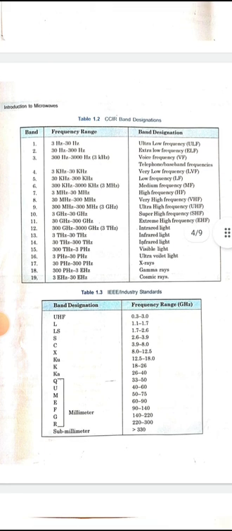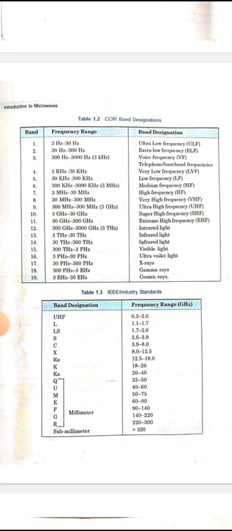The first table is the CCIR band designation. CCIR is the Consultative Committee for International Radio. As per the CCIR standards, 3 hertz to 30 hertz is ultra low frequency, 30 hertz to 300 hertz is extra low frequency, and 300 hertz to 3 kilohertz is voice frequency, which is basically used in telephone or baseband signals.